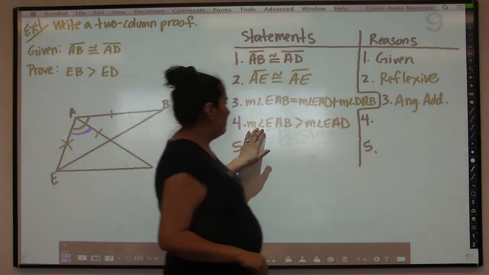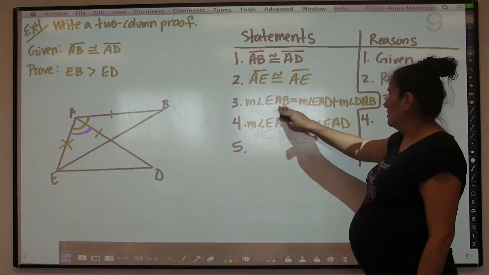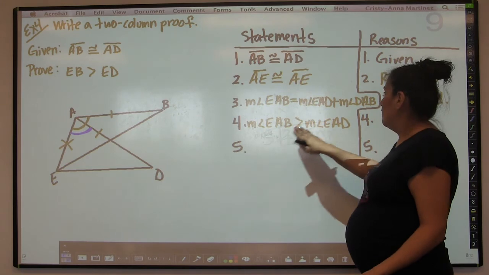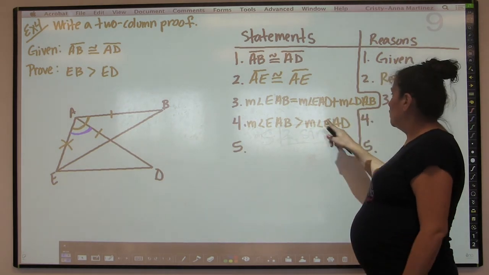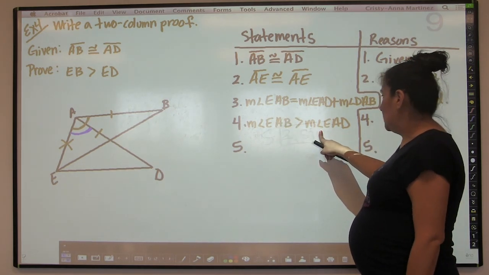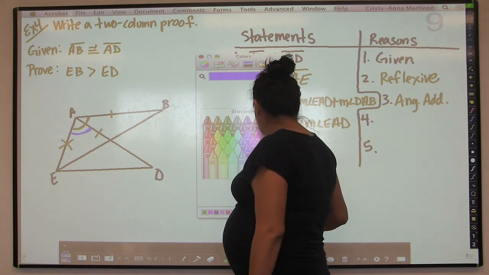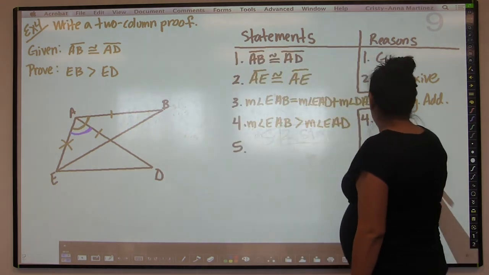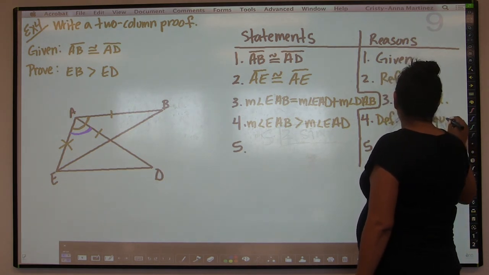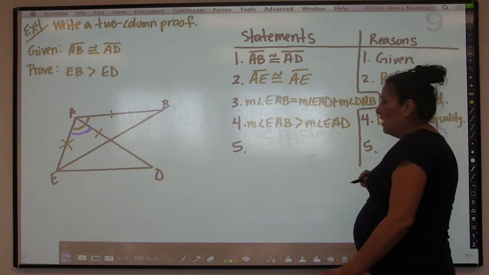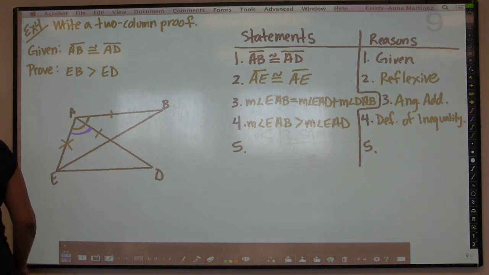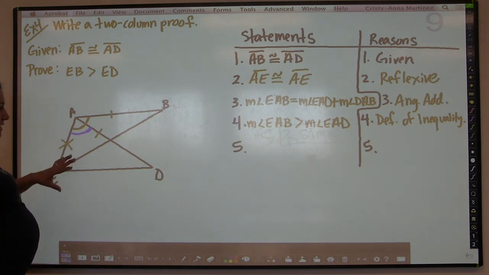So what I did in step 4 was, since I know that this angle is equal to both of these together, then obviously this angle must be bigger than any one of these angles by itself. So EAD is here and EAD is here. So basically EAB is larger than EAD, and that's because of the definition of inequality. That is the definition of an inequality: if there are two that are equal to one, then the one is bigger than either one of the others by itself. Okay, so once I've done that, I now have my Hinge theorem in place.